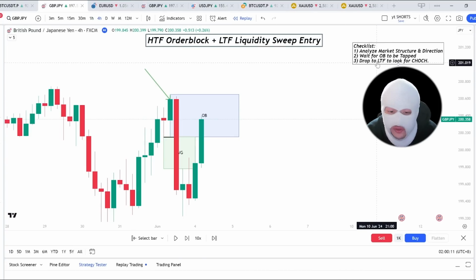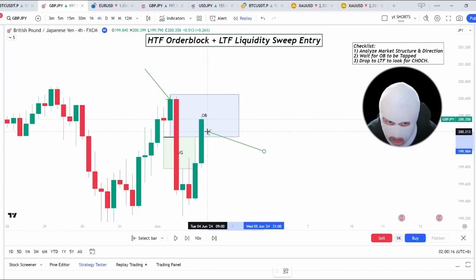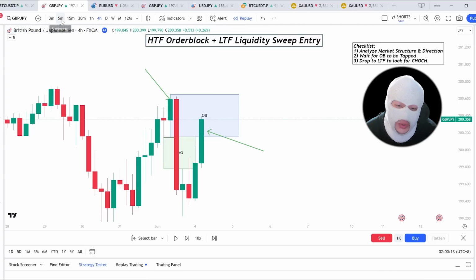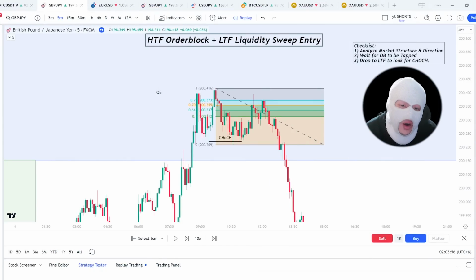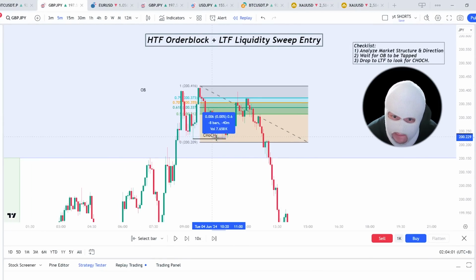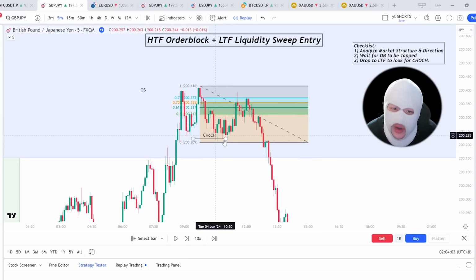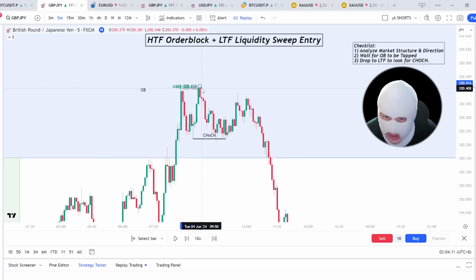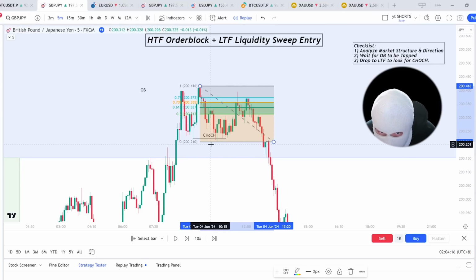Step 2, we wait for price to return to the order block area. As you can see, price taps in. Step 3, drop down to a lower time frame. Again, let's use the 5-minute time frame. We will look for our change of character, and as you can see, price has formed one right here. This change of character does not have any significant unmitigated fair value gaps. So at this point, we will use the Fibonacci retracement tool and anchor the Fib from the start to the end of the move that caused the change of character.